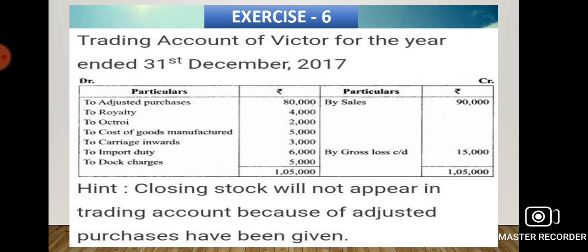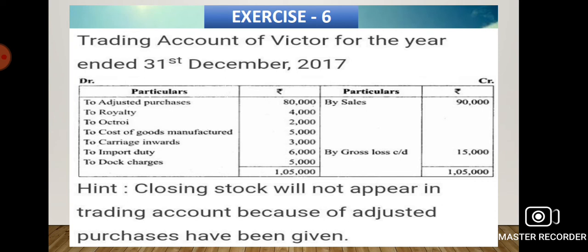So in this question you have to prepare the trading account only. First you have to determine which items will appear on the debit side of the trading account as well as the credit side. Trading account means all the direct expenses will appear in the trading account. First one, adjusted purchases. First we come to the debit side. To adjusted purchases 80,000. Sales will be shown on the credit side of the trading account.